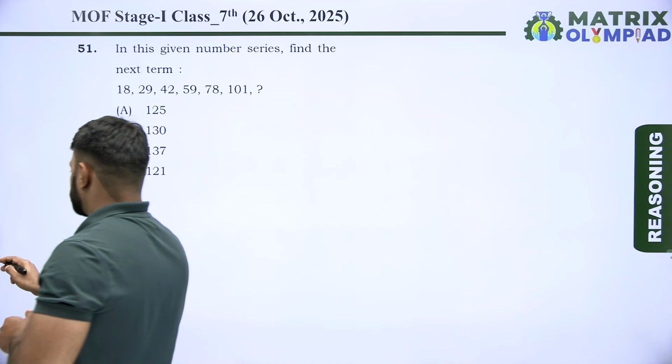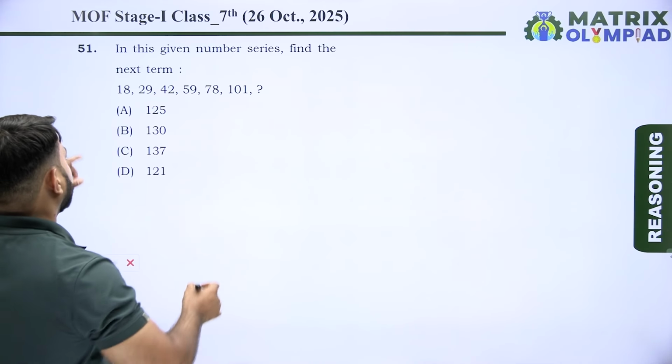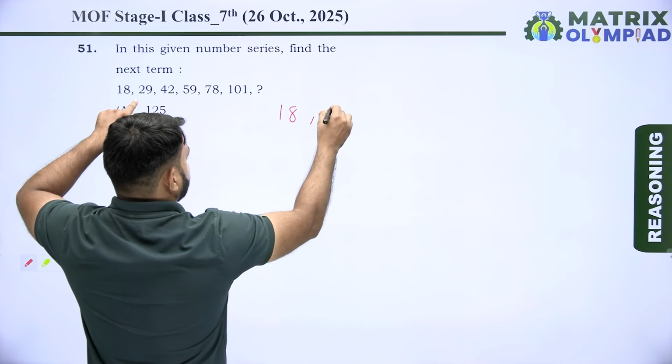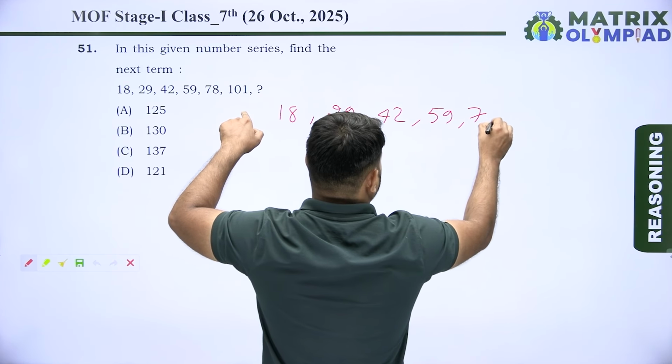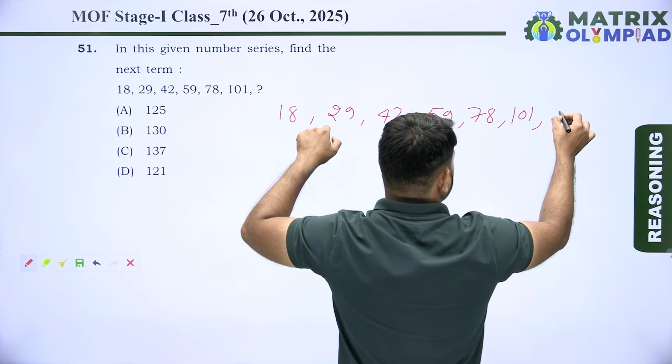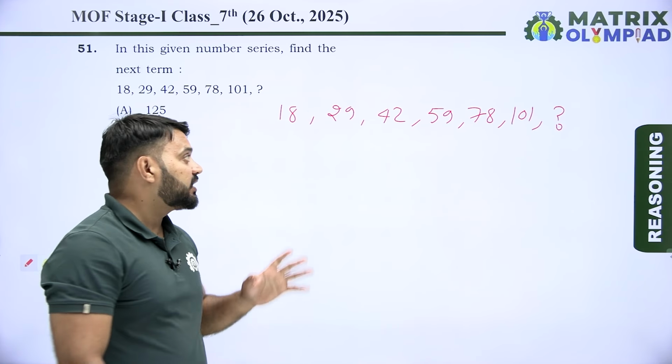So here we go. Now question number 51. In this given number series, find the next term. The number series is 18, 29, 42, 59, 78, 101. After 101, find the next number. So first find the pattern of the given number series.